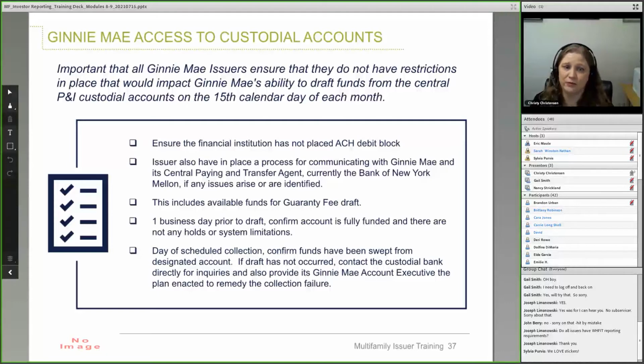Using a thumbs up, please let me know if your company has a process to ensure that ACH bank accounts are fully funded on the day of the draft. Okay, I'm seeing quite a few thumbs. That is excelente. If your company does not have a process for this, please ensure that one is created. Sarah, would you please clear the thumbs?